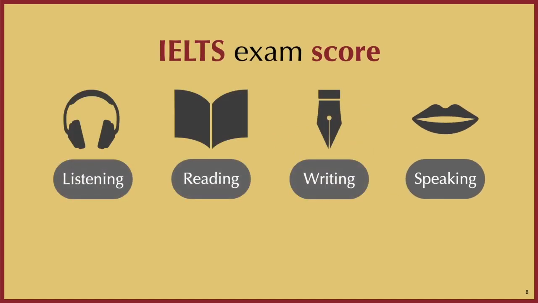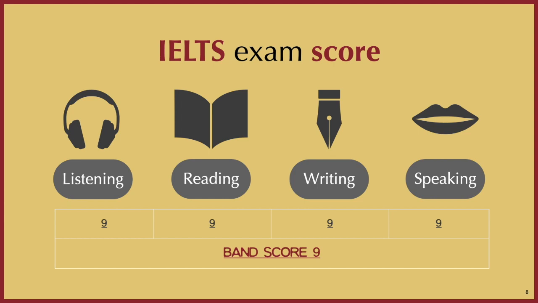Finally, let's have an idea about the IELTS exam score. As we know now, the IELTS exam has 4 sections: listening, reading, writing, and speaking. The score of each section is out of 9, and by taking the average of the 4 scores, you'll get your band score out of 9.